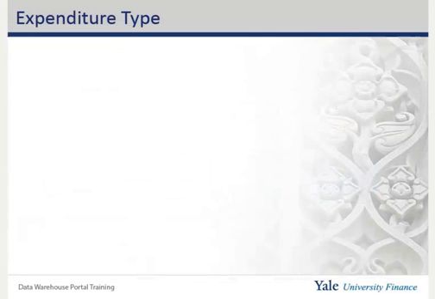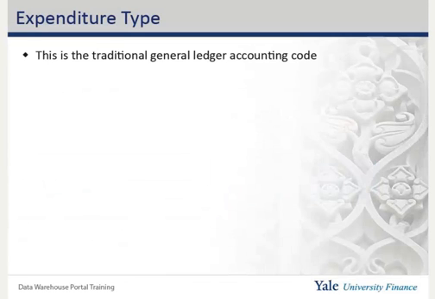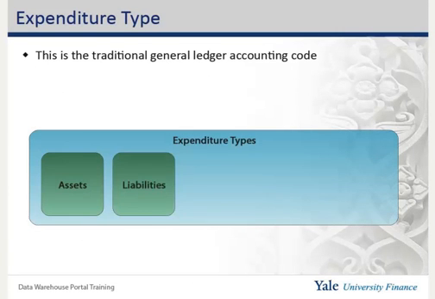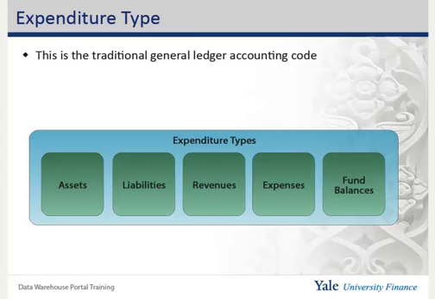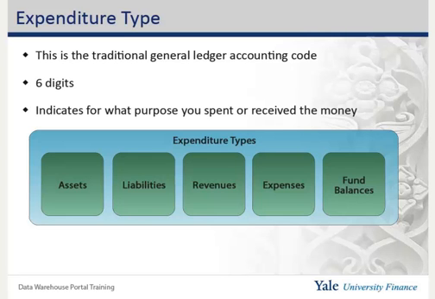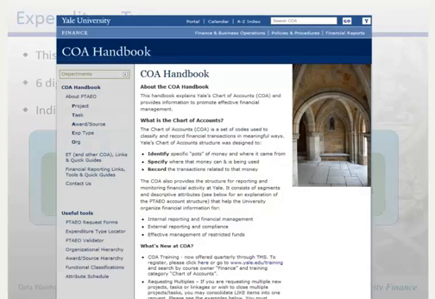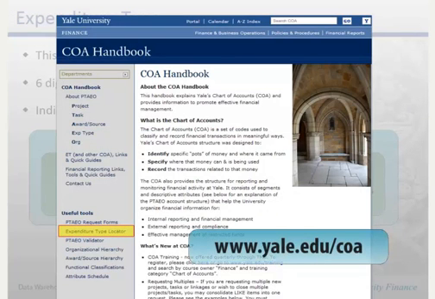The next piece of the PTEO is Expenditure Type. This segment divides the university's assets, liabilities, revenues, expenses, and fund balances into more specific categories. Examples include office supplies, tuition, and faculty salaries. Each expenditure type has a 6-digit number that is assigned by central finance. Expenditure types exist in a hierarchy that groups together similar items and allows for summary reporting. You can view the full hierarchy and find a complete list of expenditure types with descriptions using the Expenditure Type Locator, which can be found on the Chart of Accounts website.